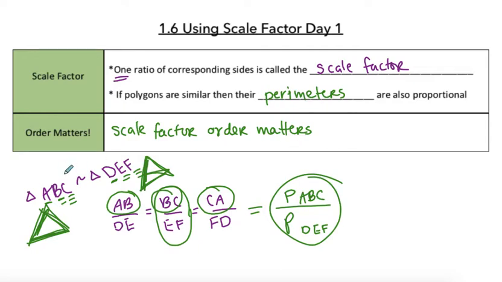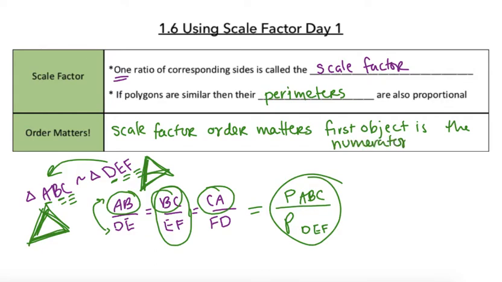So if I said triangle ABC to DEF, I would have it this way. But if I went the other direction and said, okay, I want the scale factor going the other way, all of these would switch orders. So the first object is the numerator. That's how we help ourselves with the order matters here. And I'll show you what that means.